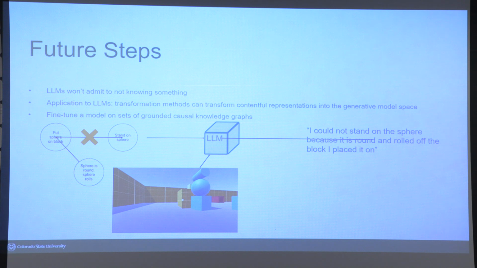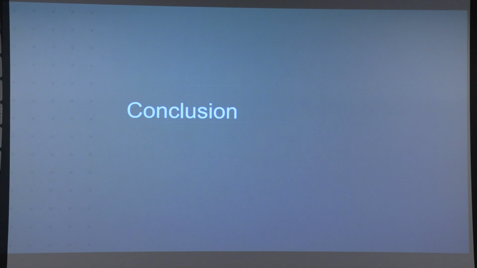So here's kind of a toy example. If I have this subset of my plan here where I put the sphere on the block and it fails to let me stand on the sphere, in my knowledge graph I may have some representation of, okay, the sphere is round or the sphere rolls. If I can take this and then concatenate it with a representation that comes out of my embodied representation space, project that into an LLM space and conduct more fine-tuning, my goal would be to create outcomes like: I could not stand on the sphere because it is round and rolled off the block I placed it on. And this would, in principle, allow us to better reason about why, say, the initial outcome that I got out of ChatGPT was not a good one.